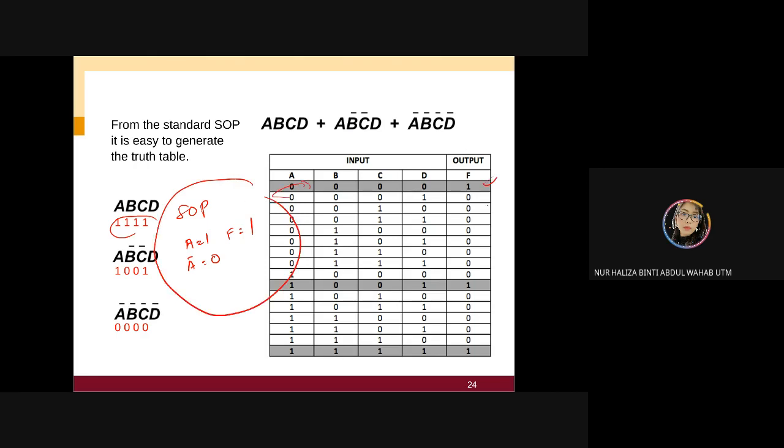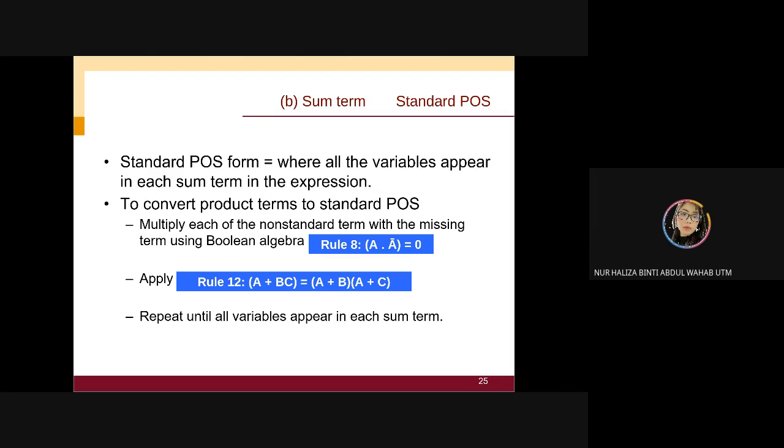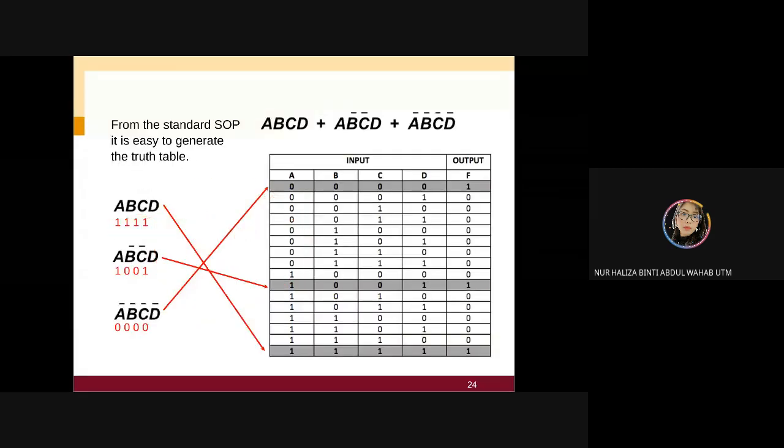Then you get a very quick truth table. Now we go to our POS. For the POS, the first thing you need to do, of course, before you can draw the truth table, is this: let's say over here you are missing D, you cannot get this output like 1, 1, 1.